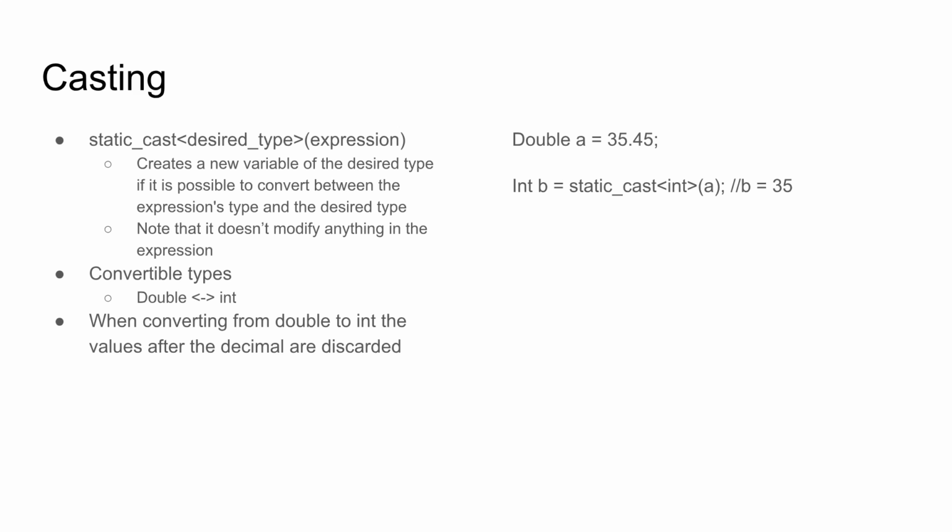When you convert from a double to an integer, you discard everything after the decimal point, just like you would before. When you convert from an integer to a double, you add a 0.0 to the end. So if I had a double a with the value 35.47, I could static cast a into an integer, and then it would be 35. I could also just say b is equal to a, and then there will be an implicit cast from the double into the integer. So this is how you would do an explicit cast, but a lot of times some implicit casting will be done for you.